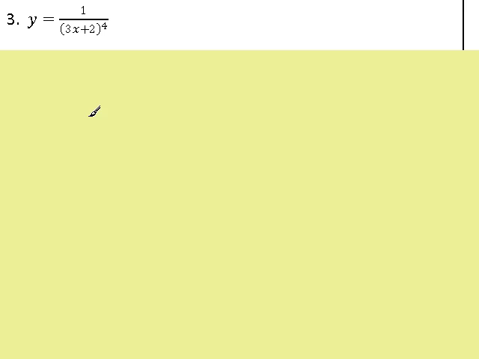In number 3, we have a power in the denominator, so this would be easier if we write y as a power. So let's rewrite this. Let's write y equal to (3x plus 2) to the minus 4. Okay, that'll simplify things because we can easily take the derivative of a power. Alright, so here our inner function is 3x plus 2, and our outer function is parentheses exponent minus 4.